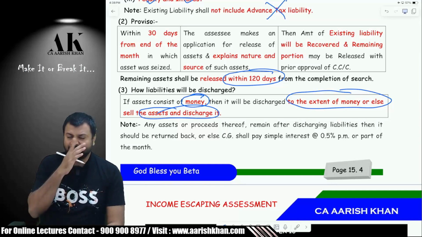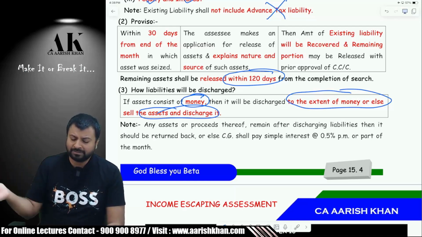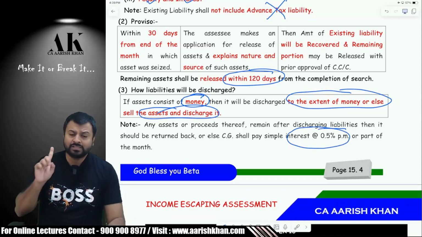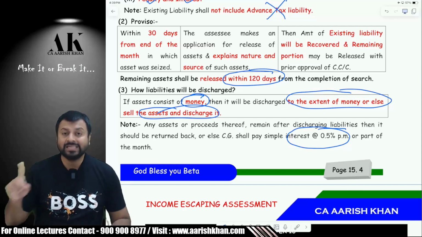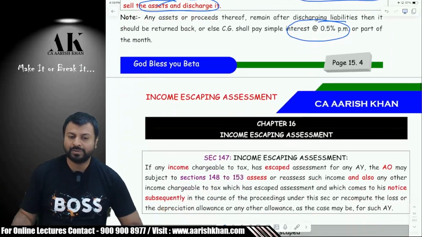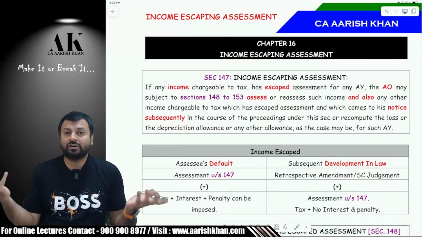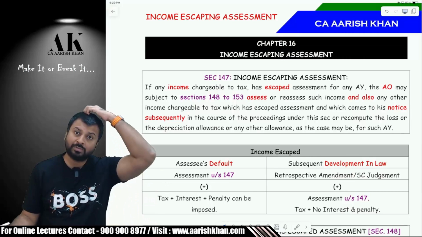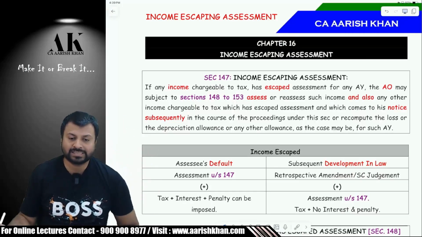Okay. And after the completion of the assessment, they will return you the assets if they are not required, and if the department does not return you the asset, then the department will be liable to pay interest at the rate of 0.5% per month or part thereof. The department is liable to pay me interest? Yes, the department will be liable to pay you interest if they do not return the unutilized assets, which are not utilized for the purpose of payment of taxes. Okay. So this is what this small topic is all about, search and seizure, and that would be relevant in this topic now, that is income escaping assessment.